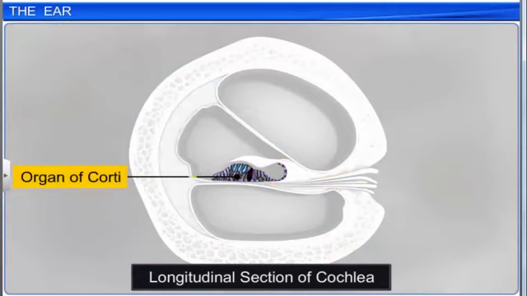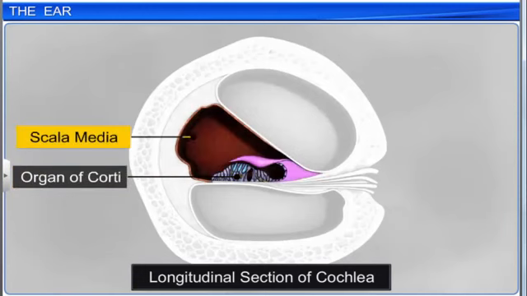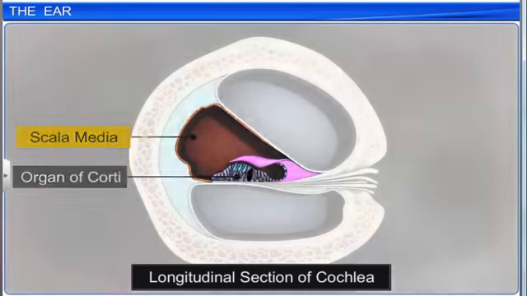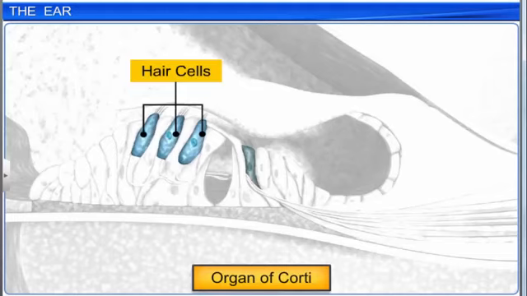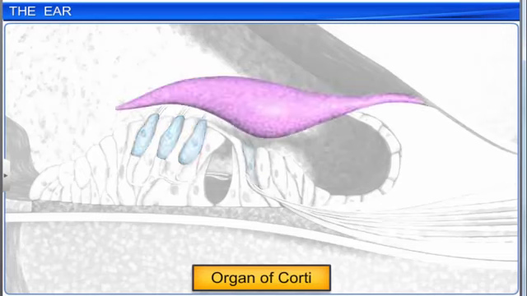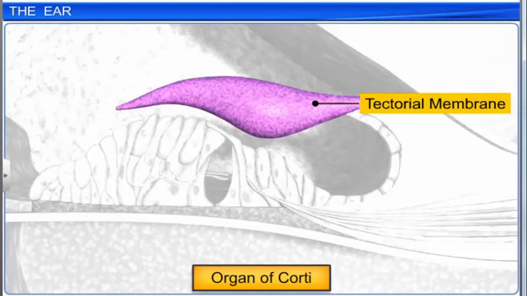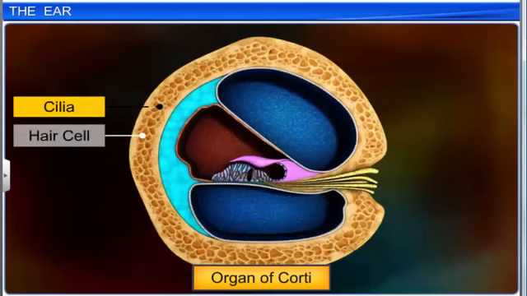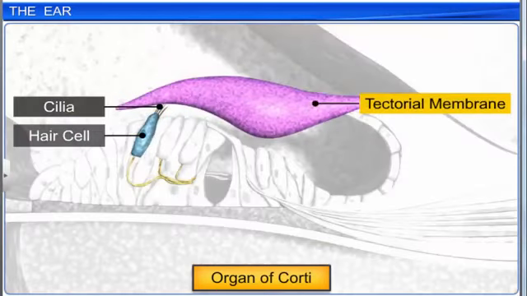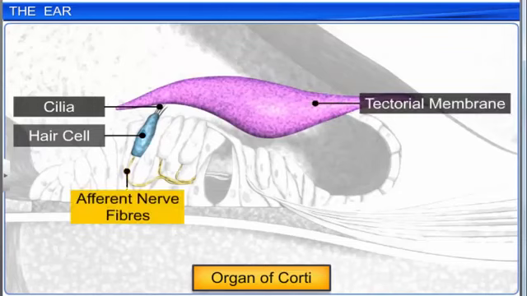The organ of Corti, located in the scala media, is the actual receptor of sound. It is composed of hair cells that act as auditory receptors. Above the row of hair cells lies a thin elastic membrane called the tectorial membrane. Each hair cell has cilia on an apical part, which are in contact with the tectorial membrane, whose basal end is in contact with afferent nerve fibers.